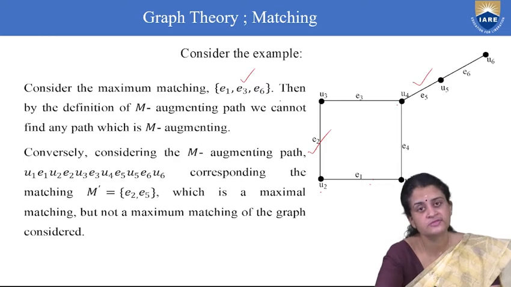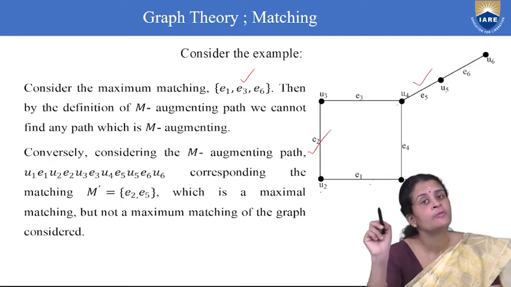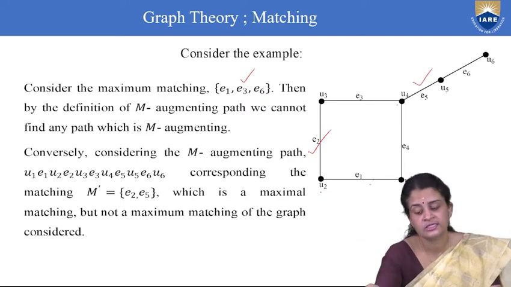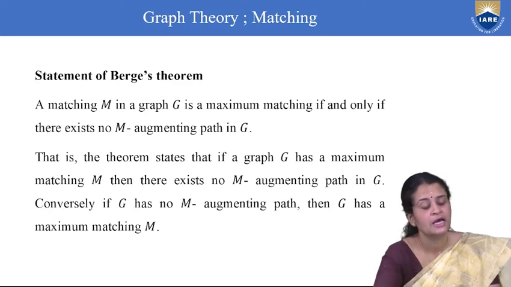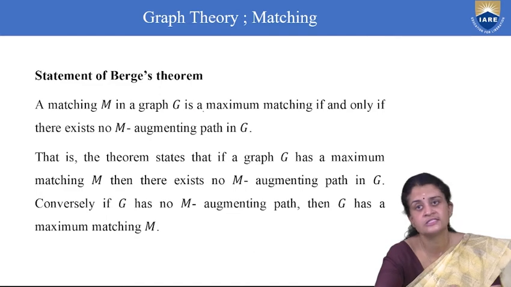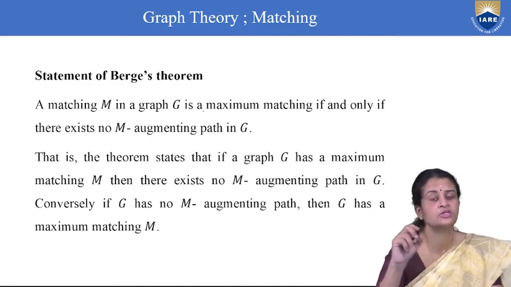So with respect to this, we cannot find an M augmenting path. If a graph has an M augmenting path, the matching is not maximum. That is what Berge's theorem states: a matching M in a graph G is maximum if and only if there exists no M augmenting path in G.